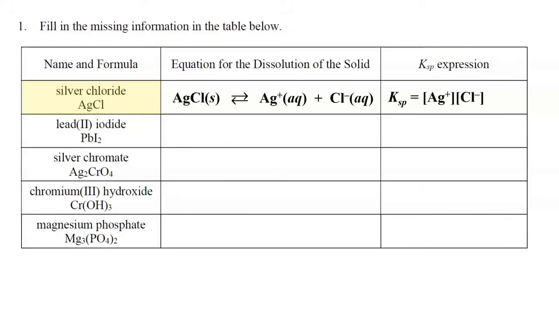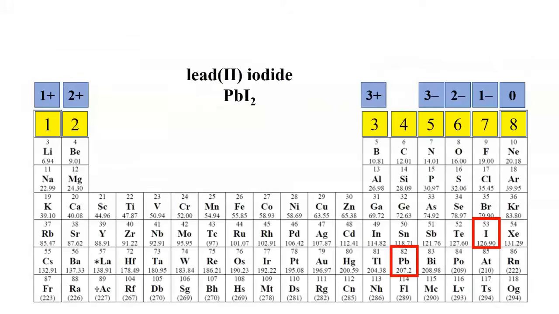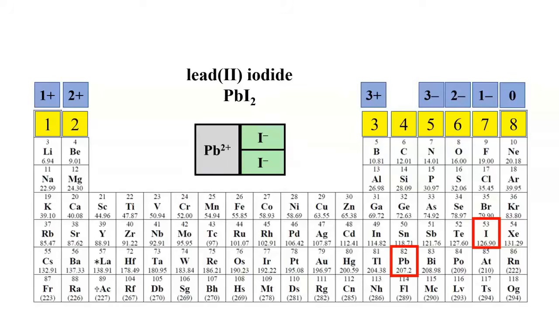Our next example is lead(II) iodide. The Roman numeral 2 tells us that the charge on the lead ion is +2. On the periodic table, we can find in that same family, the halogen family group 17, iodide, and we know that iodide is -1. We know that lead is +2 both because of the Roman numeral and the fact that one lead has to counteract the charge on 2 iodide ions. So to keep the total charge equal to 0, the charge on the lead ion has to be +2 in this particular formula.